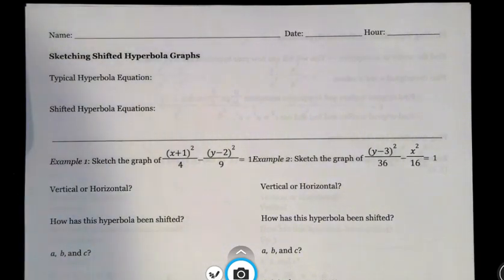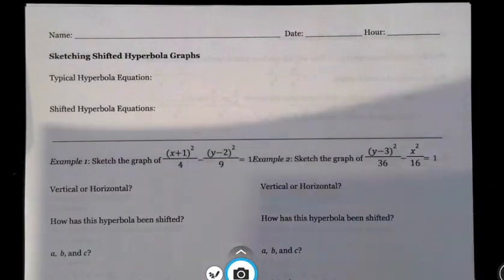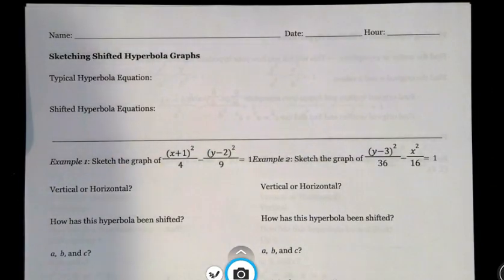Alright, we are going to finish up our notes on shifted conic sections. So we're in the same packet that we've been using. The front of it looks like this, so shifted conics. We're just on the last page, so we are sketching shifted hyperbola graphs.